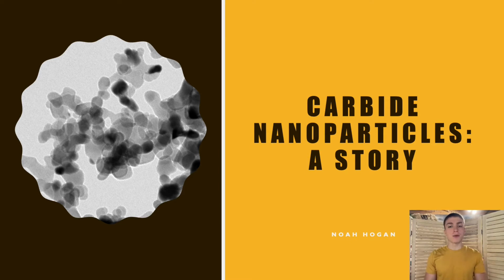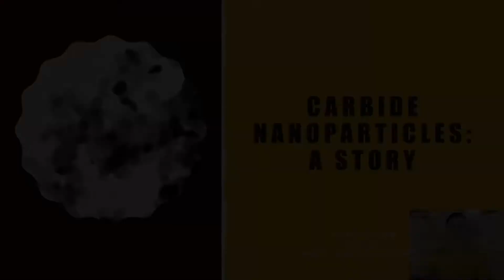So first, I will go through a little introduction. I will show you what nanoparticles are, and then we'll go through a history of nanoparticles, so the first usage of nanoparticles and how they apply today. Then we'll go through the structure of carbide nanoparticles specifically. I'll go through some manufacturing processes, so we'll learn how these particles are made. Then I'll go through some properties of carbide nanoparticles, and we'll look at some applications today.